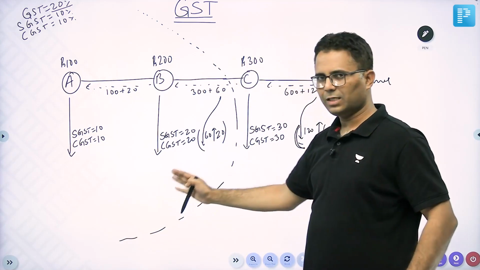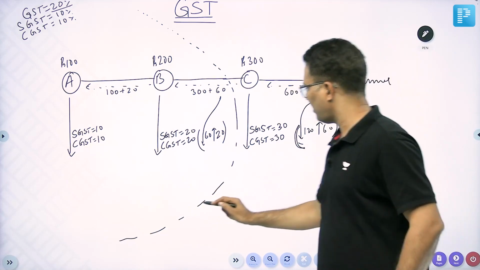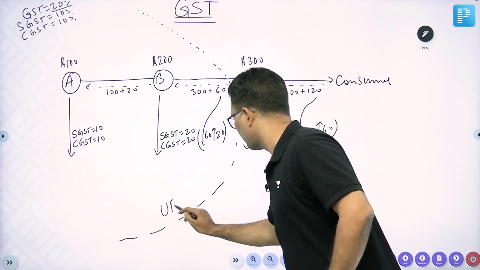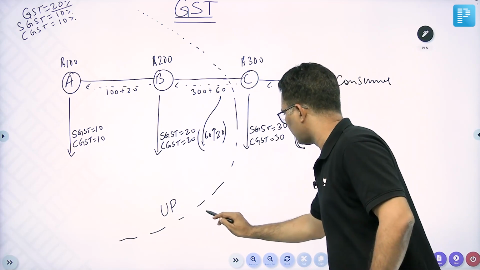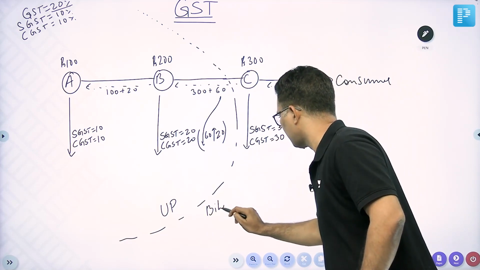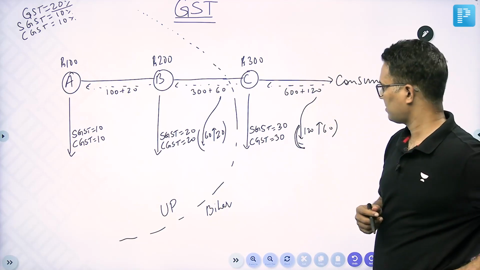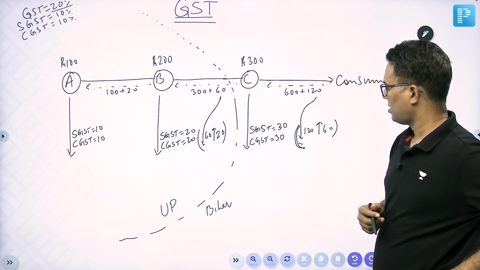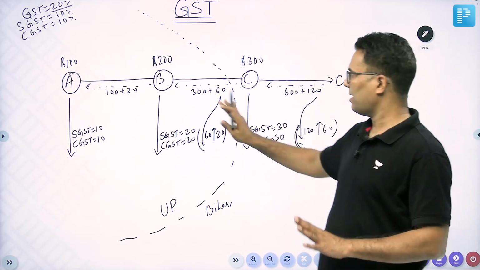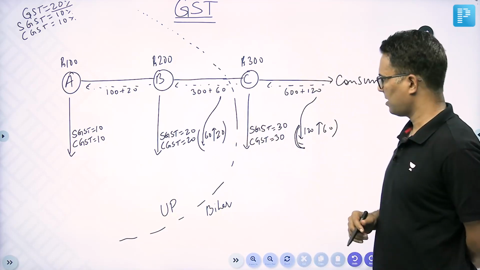Now suppose this is one state and this is another state. So A and B are in, let's say, UP, and C and the consumer are in Bihar. Then what will happen? Who will get the tax, and how much? That example is gone; now I am separating this into two states.